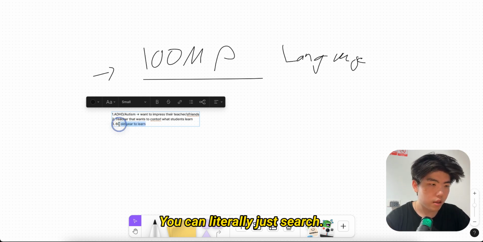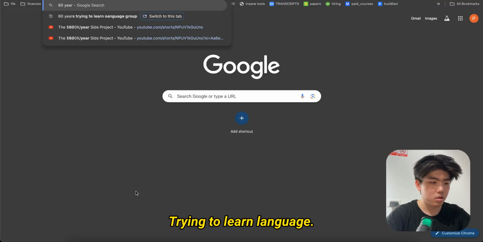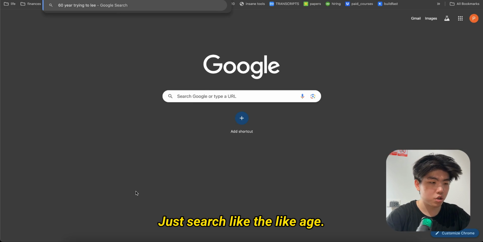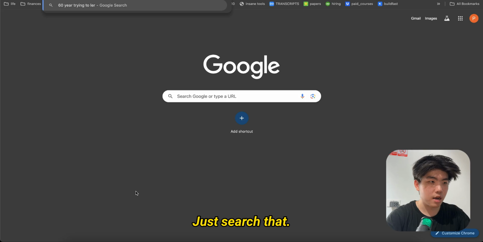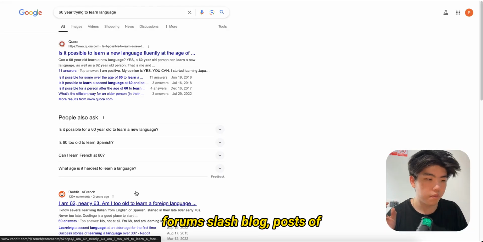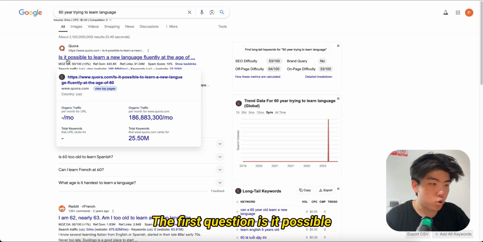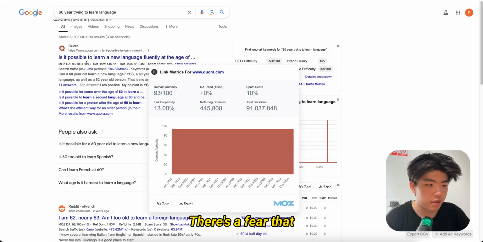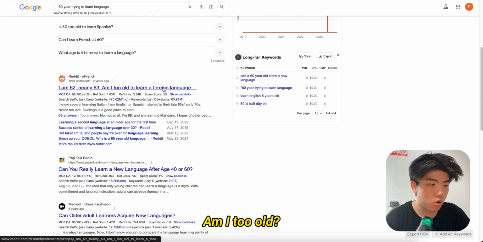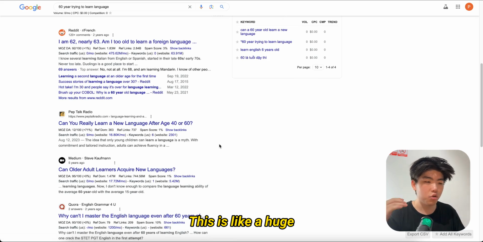You can literally just search the customer profile. Let's say 60-year-old trying to learn a language. Just search the age, ethnicity, and then the desired outcome. What you will get is basically forums and blog posts of fears and desires and pains. Here you can see the first question: is it possible to learn a new language fluently at the age of 60? There's a fear that they're too old, right? Am I too old? Can you really learn a new language after age 40 or 60? So this is a huge pain point, right?